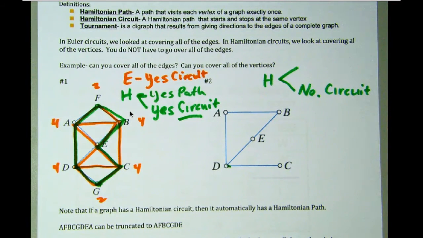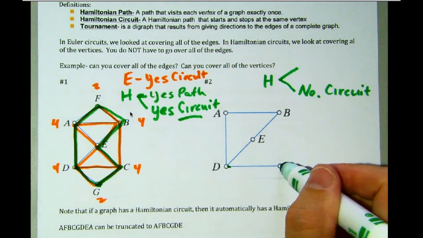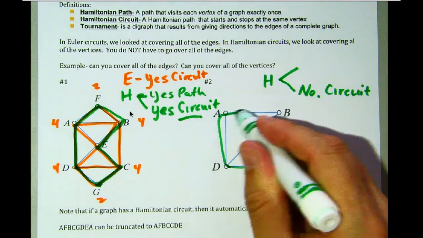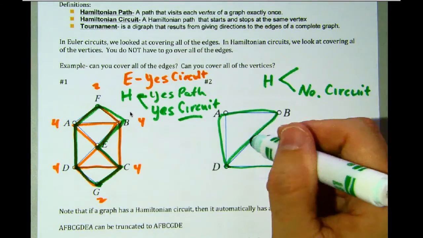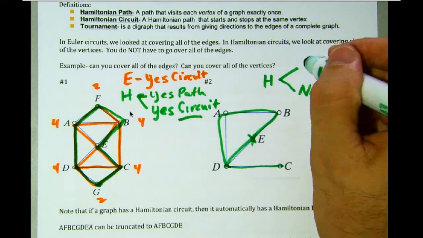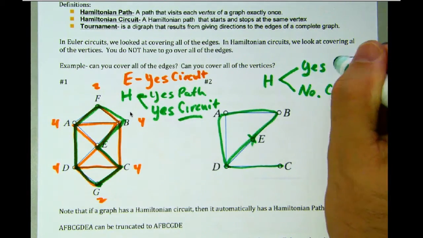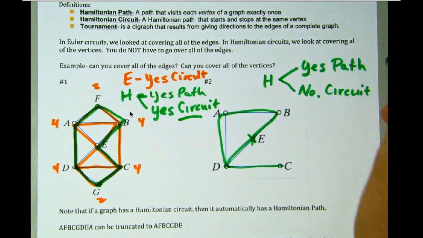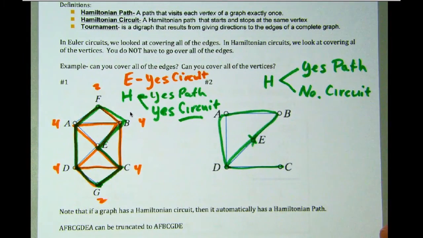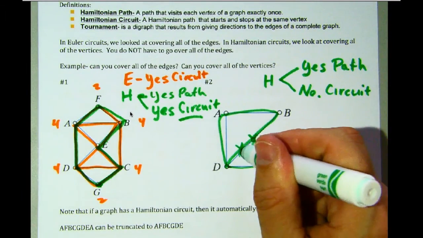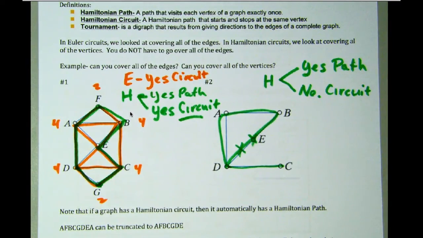No to the circuit. But what about a Hamiltonian path? Sure, I can do this, and I can do that. I just need to stop there. So this would be yes to a path. To make this a circuit, I would somehow have to go back home. So this edge right here, I didn't need for it to be a path. I could have stopped right at E.